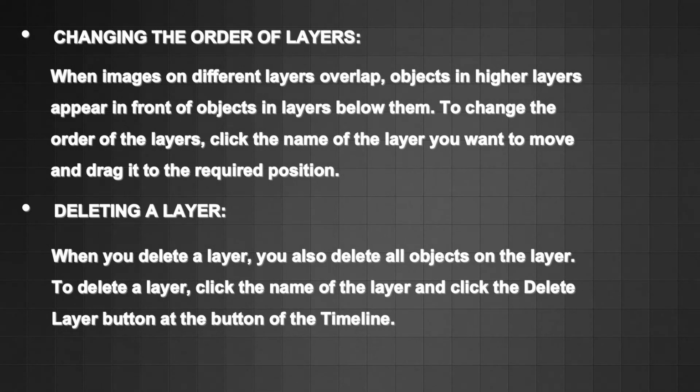Changing the order of layers. When images on different layers overlap, objects in higher layers appear in front of the objects in layers below them. To change the order of the layers, click the name of the layer you want to move and drag it to the required position. Deleting a layer. When you delete a layer, you also delete all the objects on the layer. To delete a layer, click the name of the layer and click the delete layer button at the bottom of the timeline.